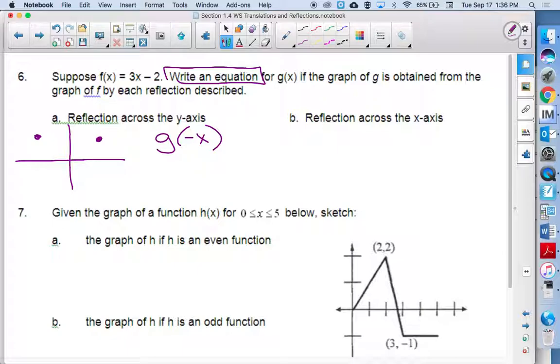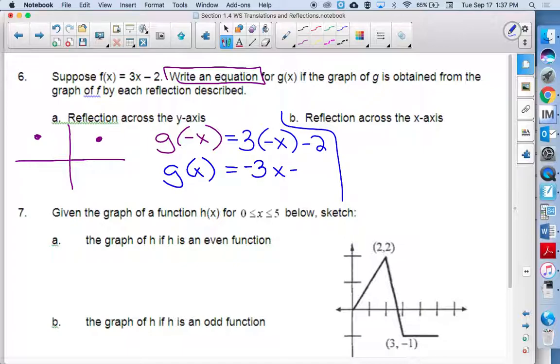But we need to create an equation for that, using the original one. So the original equation that you're given is 3x minus 2. So I'm going to take that original equation and literally make the x negative. Because that's what it means to reflect over the y-axis. And then simplify it. You typically wouldn't look at an equation and have in parentheses a negative x. So that actual equation for g would be negative 3x minus 2. So if my first equation was going through negative 2 with a positive slope, my second equation is still going through negative 2, but now it has a negative slope. And I can see that it's reflected across the y-axis.